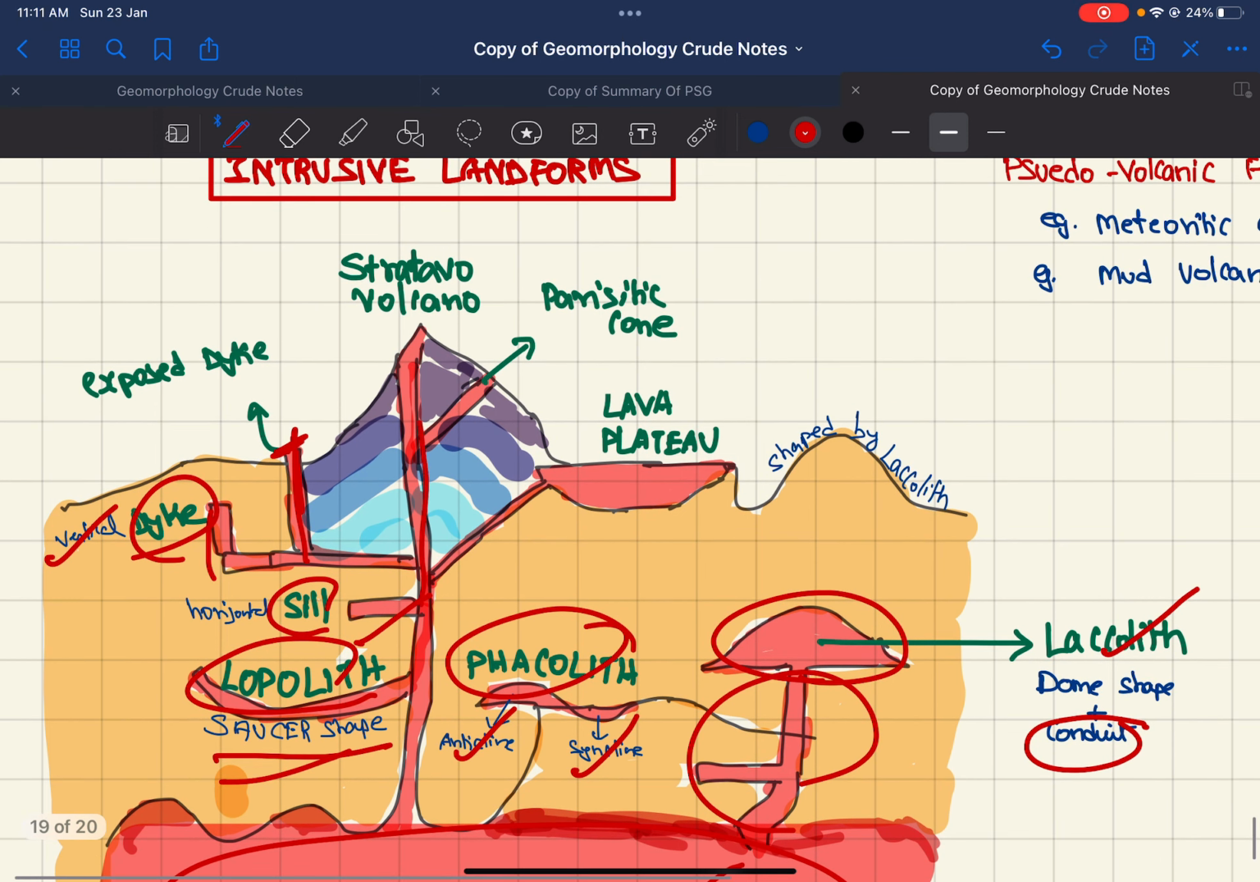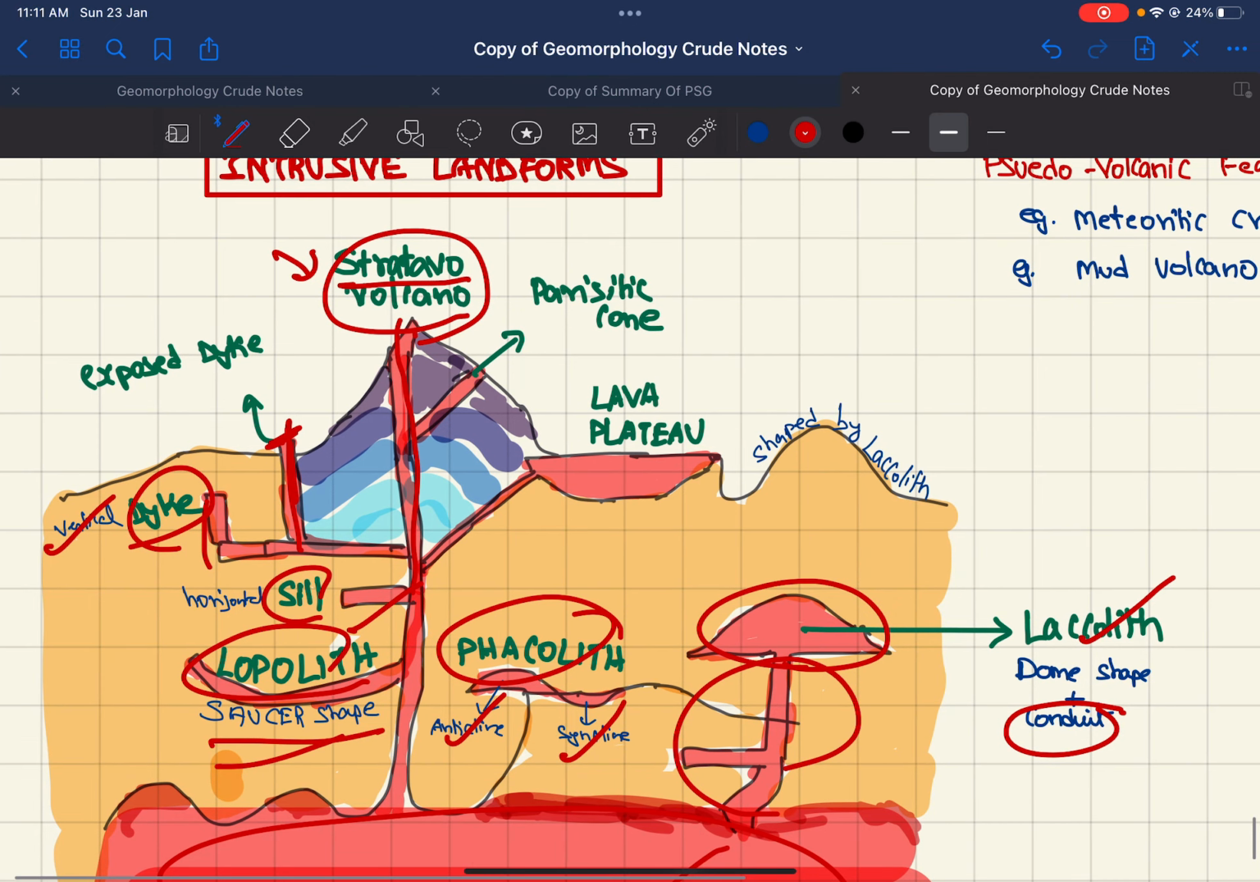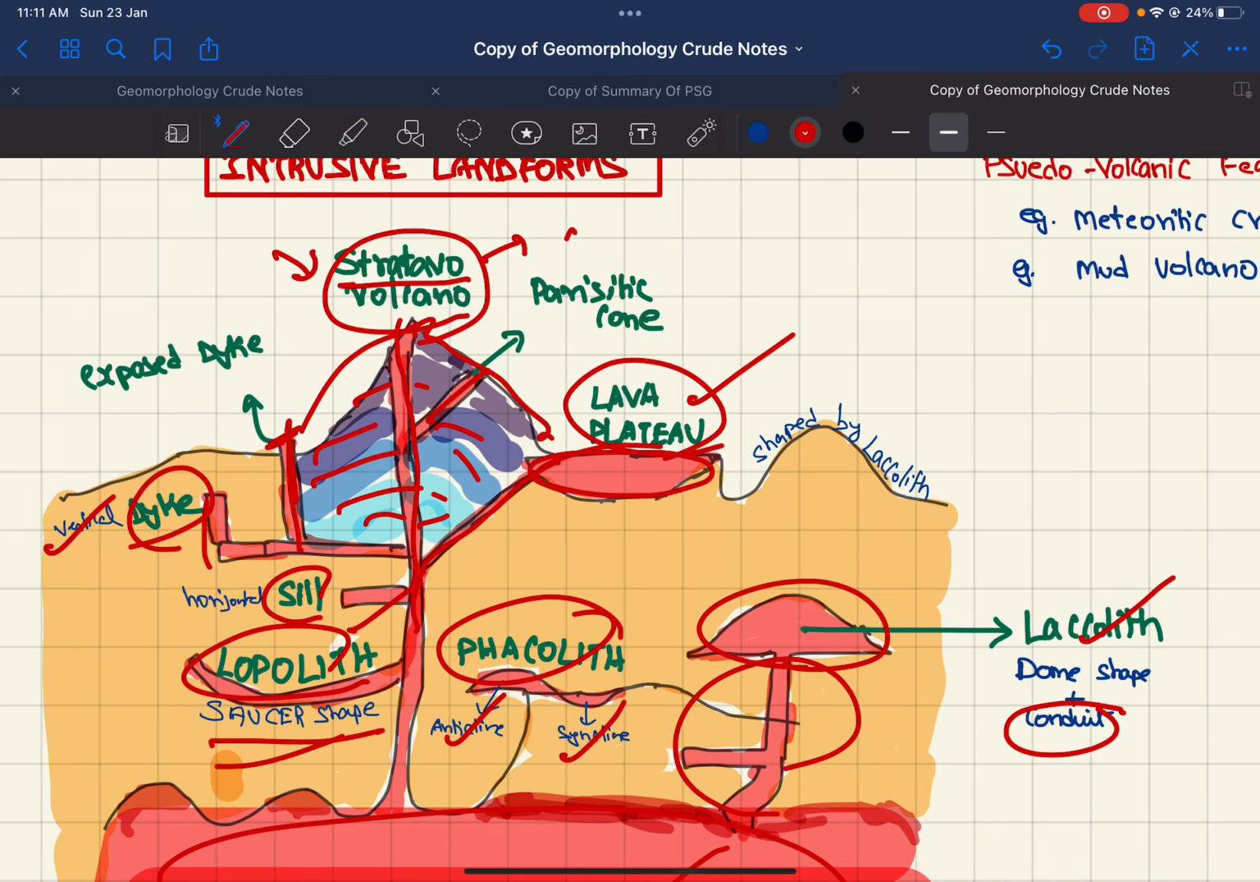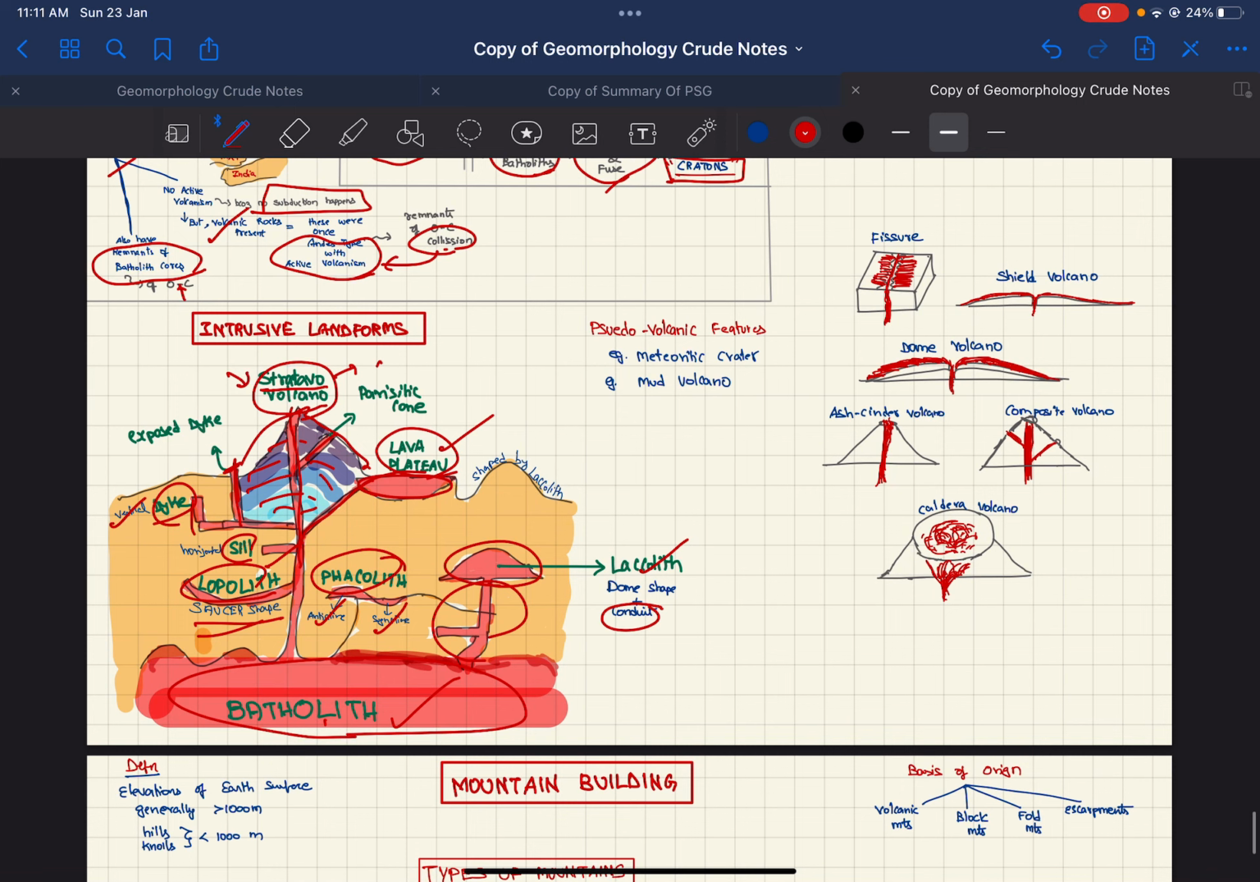And also this is the stratovolcano, the most common type of volcano. Stratovolcano because strato means layers, and it has several layers of volcanic material, and this is a parasitic cone, therefore it is also a composite cone. Whenever the volcanic material comes out and cools down as an extrusive landform, we have seen the formation of the lava plateau. So these are the intrusive landforms.